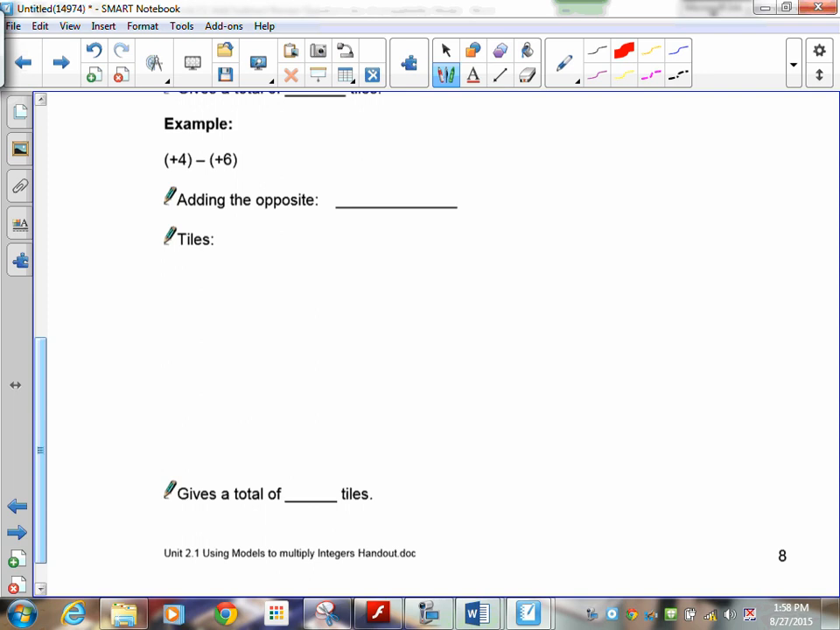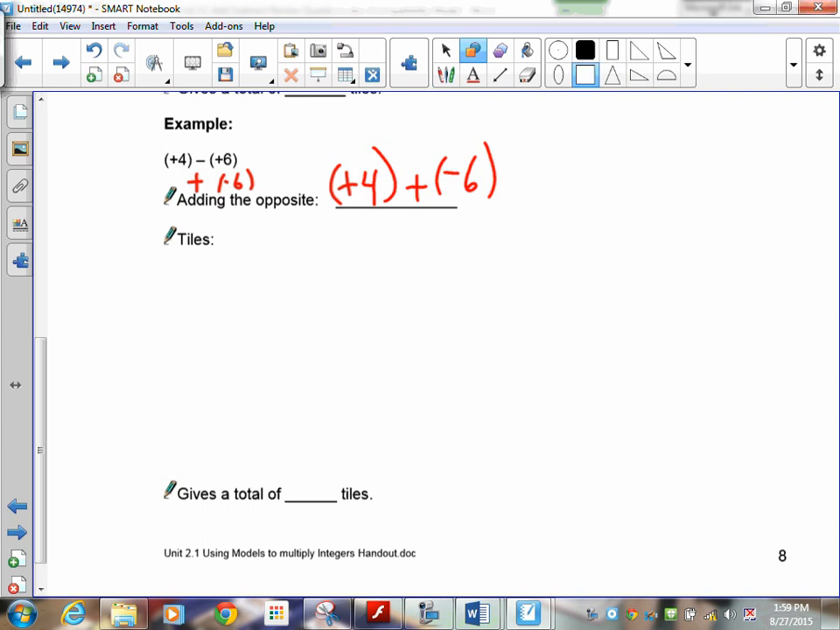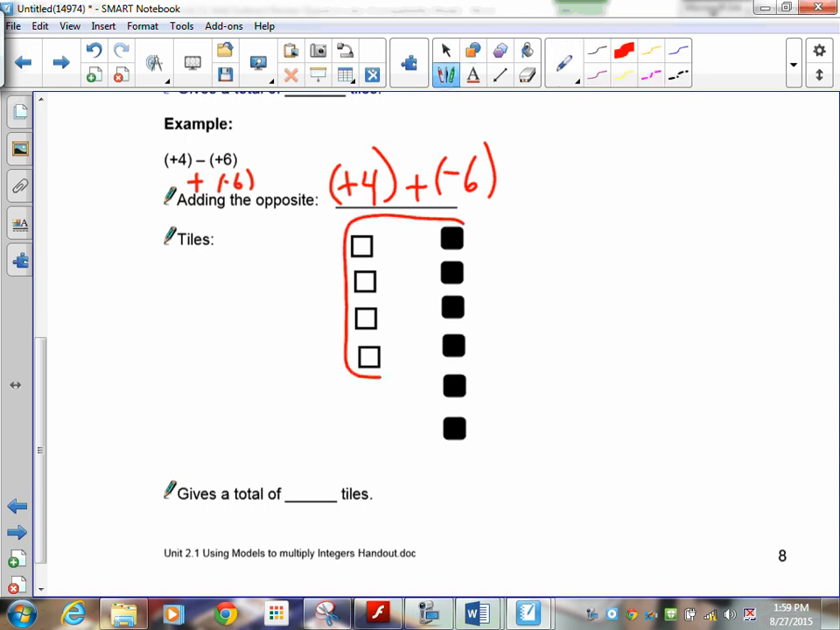All right. Adding the opposite. The first one never changes. The positive, add the negative 6. See that the positive, add the opposite. That's what I'm doing there. Okay, now can you draw it? Positive 4. Here's my positive 4. 1, 2, 3, 4. Here's my negative 6. 1, 2, 3, 4, 5, 6. Here's what cancels. And my answer, negative 2.